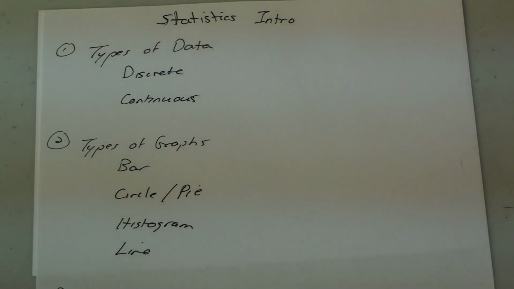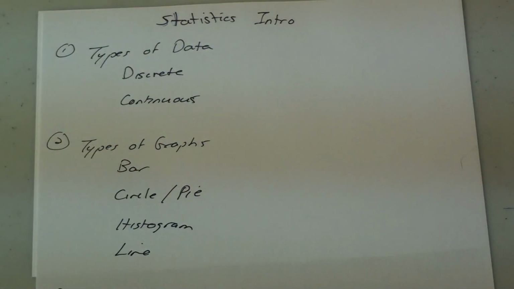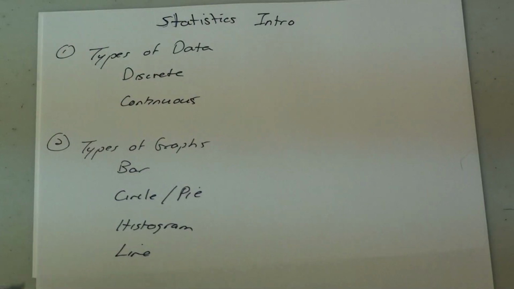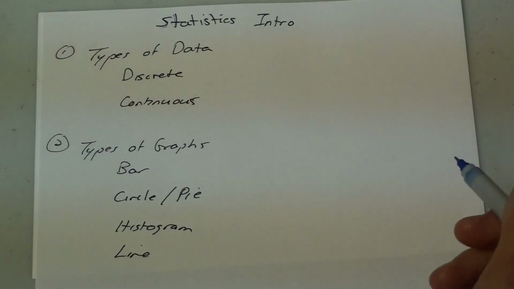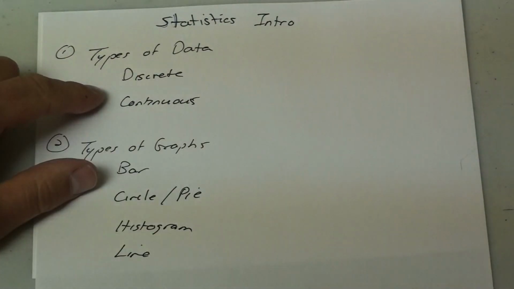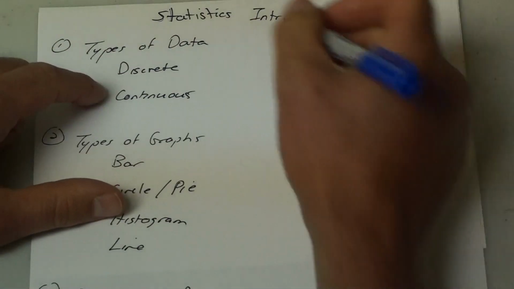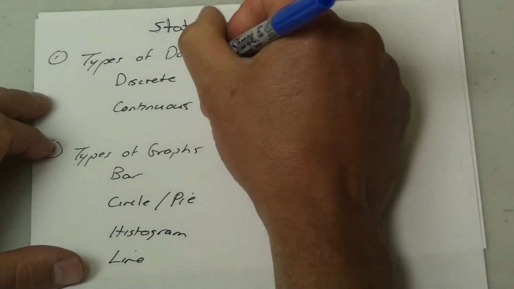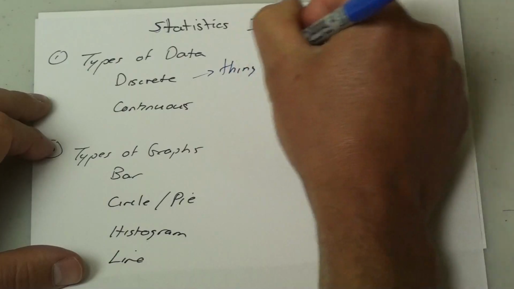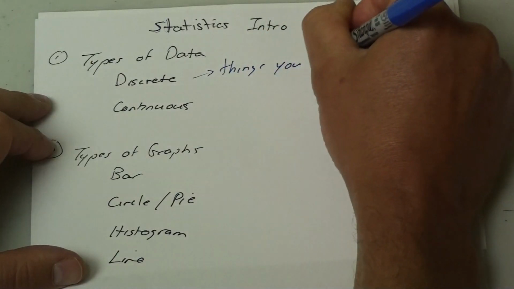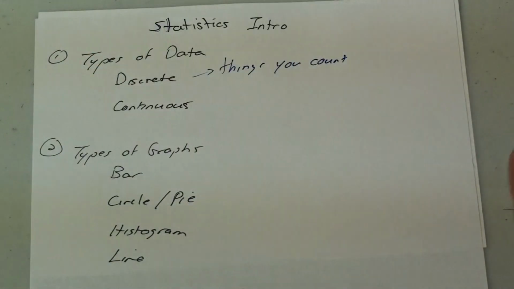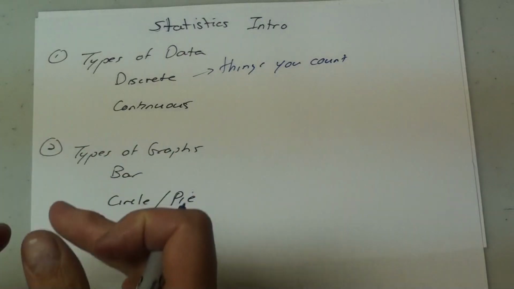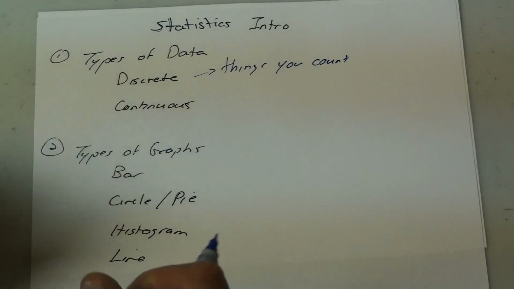Okay, this is the short introductory lesson on some of the statistics concepts. The first thing we're going to talk about is the different types of data. There's two main types we're going to be dealing with, discrete and continuous. Discrete data are things that you can count. So for example, a number of cars in a parking lot, or how many times you send a text message. The things you can count are considered discrete data.